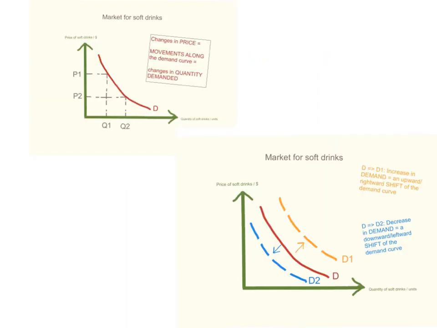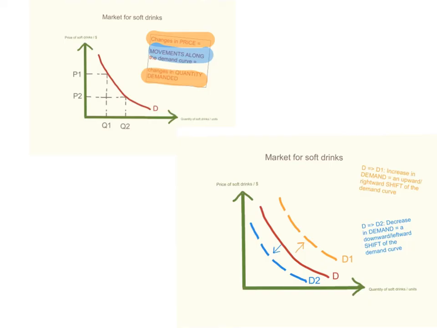Now, it's very important to understand the difference between movements along the demand curve and shifts of the demand curve. Remember, movements along the demand curve will only happen when we are talking about changes in price. So changes in price will cause movements along the demand curve, and here we say that there's been a change in the quantity demanded. If it's a movement along, we say that the quantity demanded has changed. We don't say that the demand has changed. Changes in any of the non-price determinants, so all the other determinants that we explained in this video, well, they cause shifts of the whole demand curve.